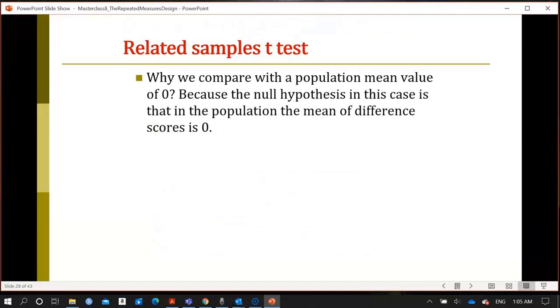So why do we compare with the population mean value of 0? Because the null hypothesis in this case is that in the population the mean of difference scores is 0. So we are saying that for these two conditions that we are comparing, there is no difference in the population. That's the null hypothesis.